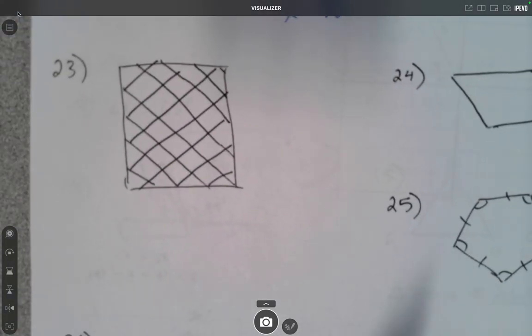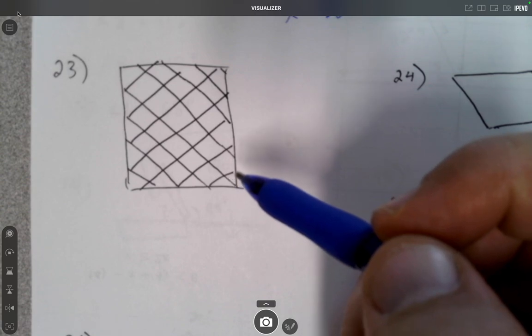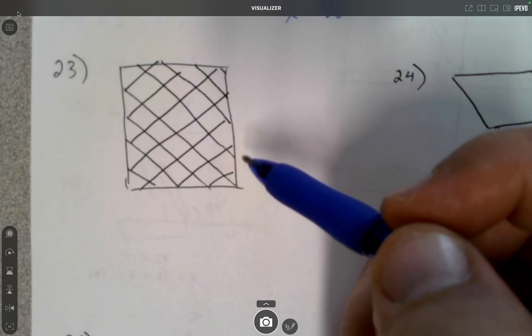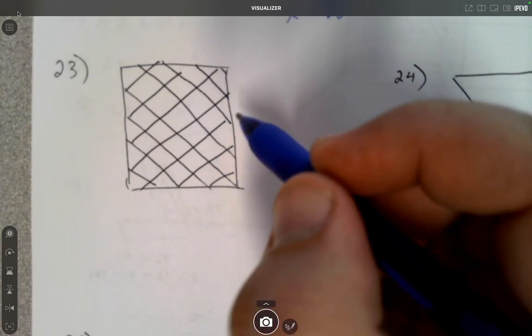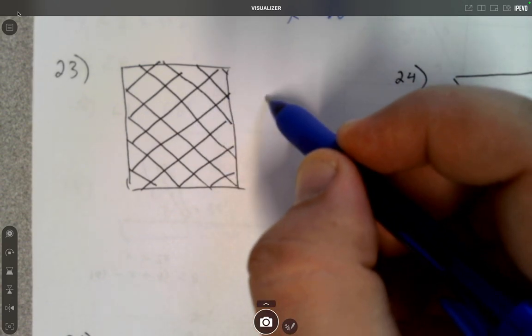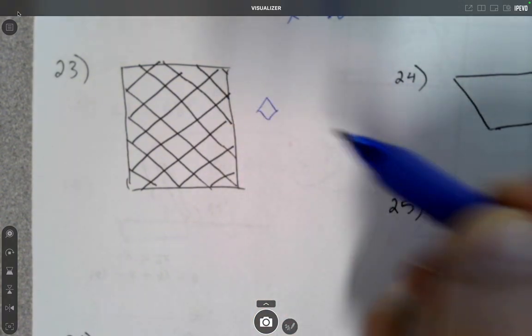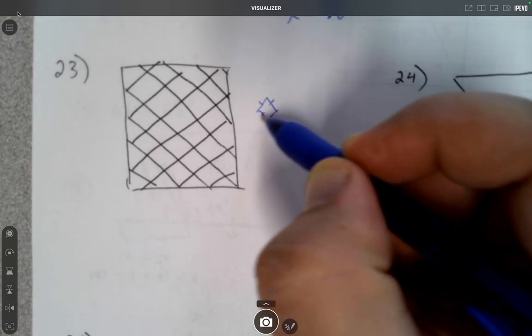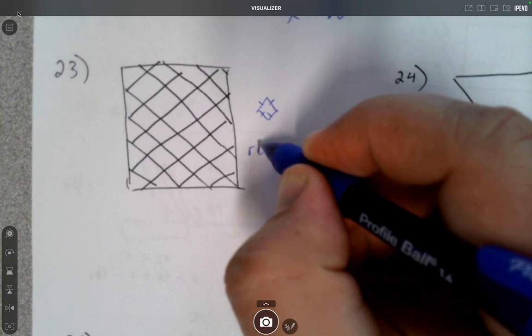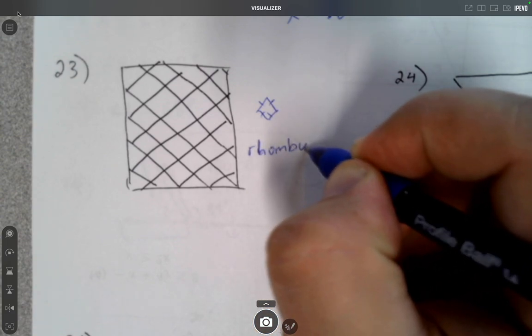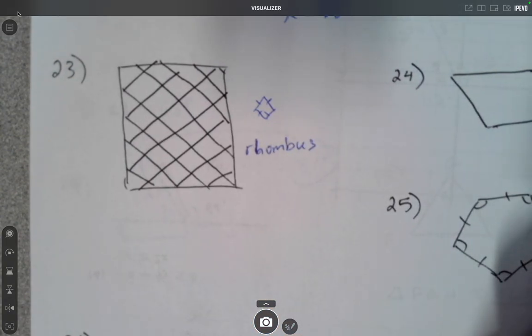23, they say classify the quadrilaterals shown in the window at the right. Now the book has a better picture of it than me, but these are all kind of diamond shapes. They're not squares. They're more angled like this, but all the sides are congruent. So that means this is made of a lot of rhombi. So we'd say that's a rhombus.